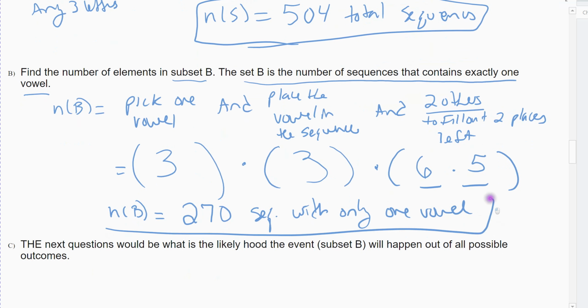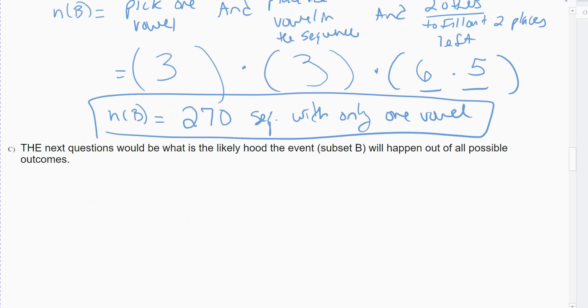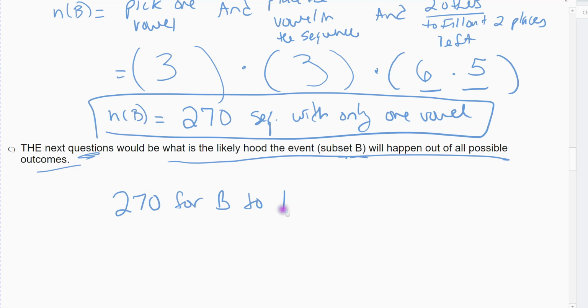Right, so none of that was new. That's all stuff that we learned in Chapter 6. The new question that we're going to be answering in Chapter 7 is, so the next question, what's the likelihood, if I do this experiment, what's the likelihood subset B will happen out of all possible outcomes? So, out of all my outcomes, there are 270 ways for B to happen.